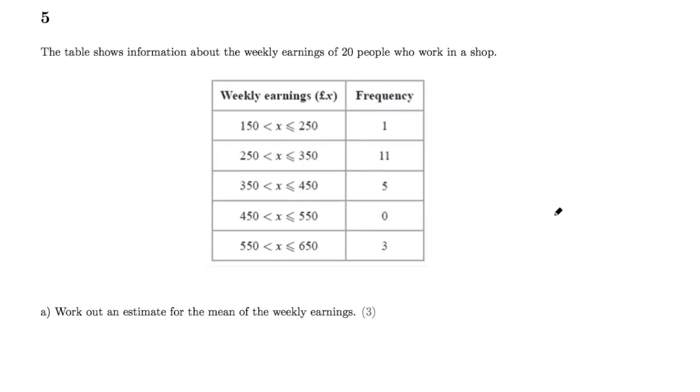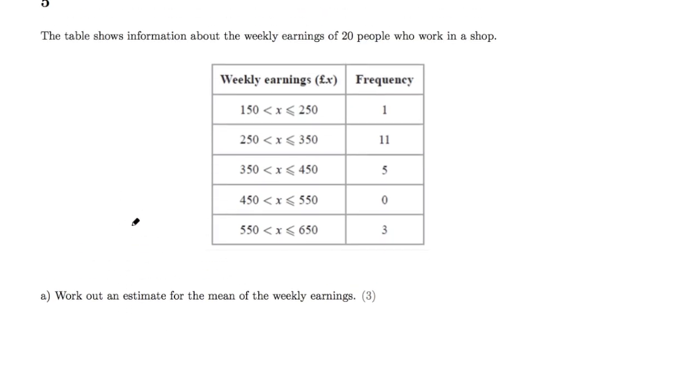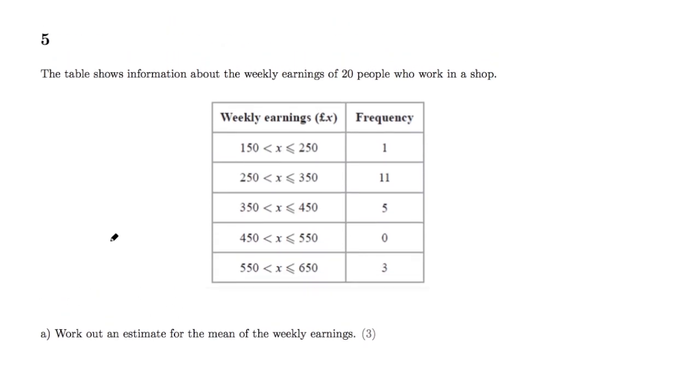Question 5 says the table shows information about the weekly earnings of 20 people who work in a shop. And here we're given a table with their weekly earnings, and this is continuous data, and then the frequencies, and it says work out an estimate for the mean of the weekly earnings. Okay, so when you're given continuous data and you're asked for an estimate of the mean, that means you need to find midpoints and then approximations for these totals.